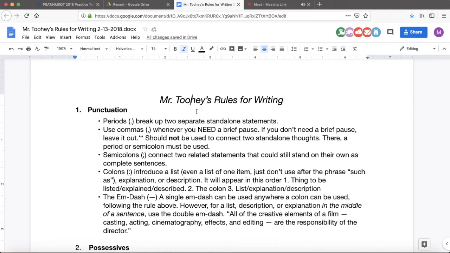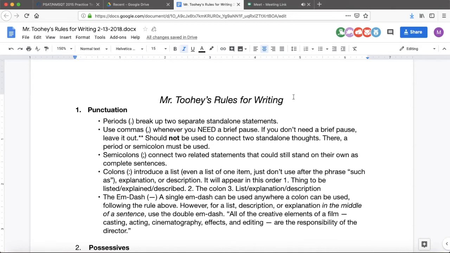So, Nicole, let's start off with rule number 1, punctuation. Read that first bullet point on periods for me, please. Periods break up 2 separate standalone statements. Okay, great. Do you guys know what we mean by separate standalone statements? Complete sentences. Yeah, like complete sentences. Exact same idea, right? If it stands alone on its own, we've got a standalone thought, we've got a complete sentence, okay? Now, periods aren't the only way to break up standalone thoughts. You can also use a semicolon to break up 2 standalone thoughts, but periods are by far the most common way to do it. Okay, that's pretty straightforward, elementary sort of grades grammar.